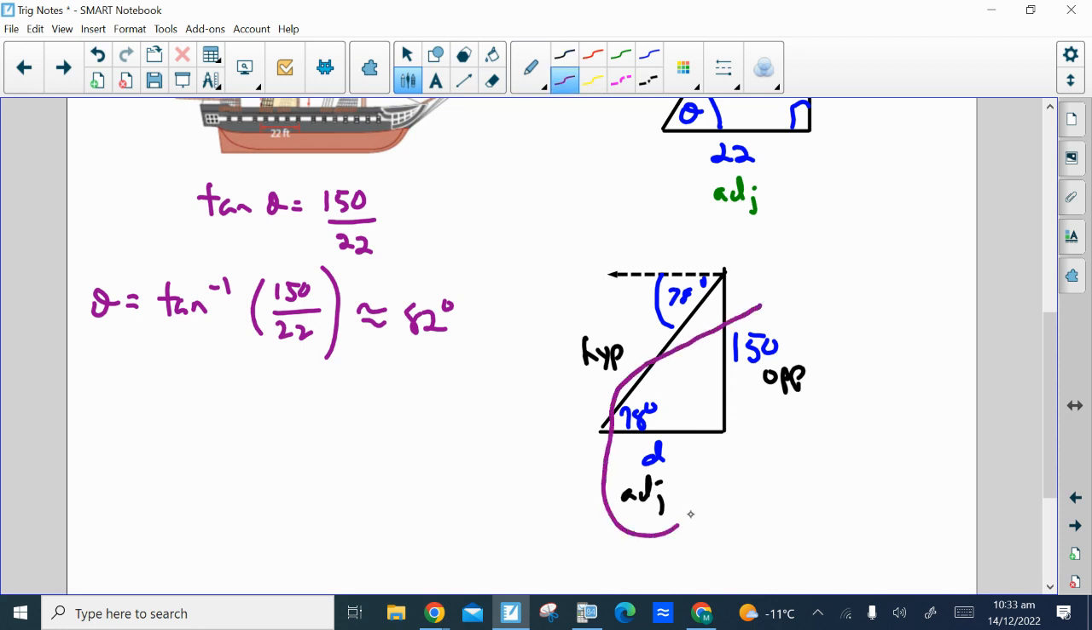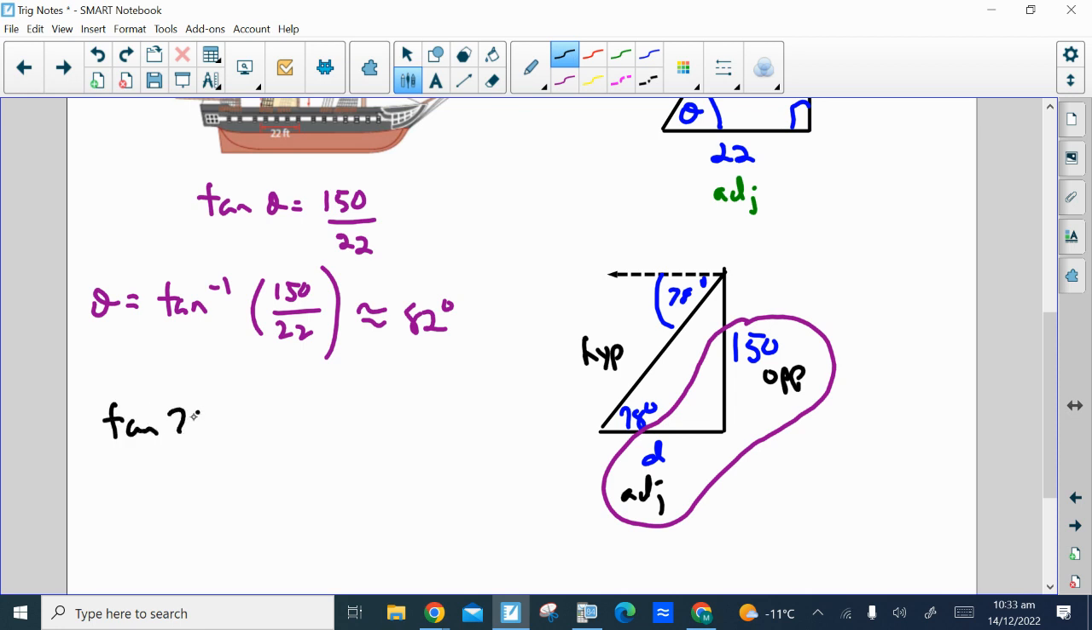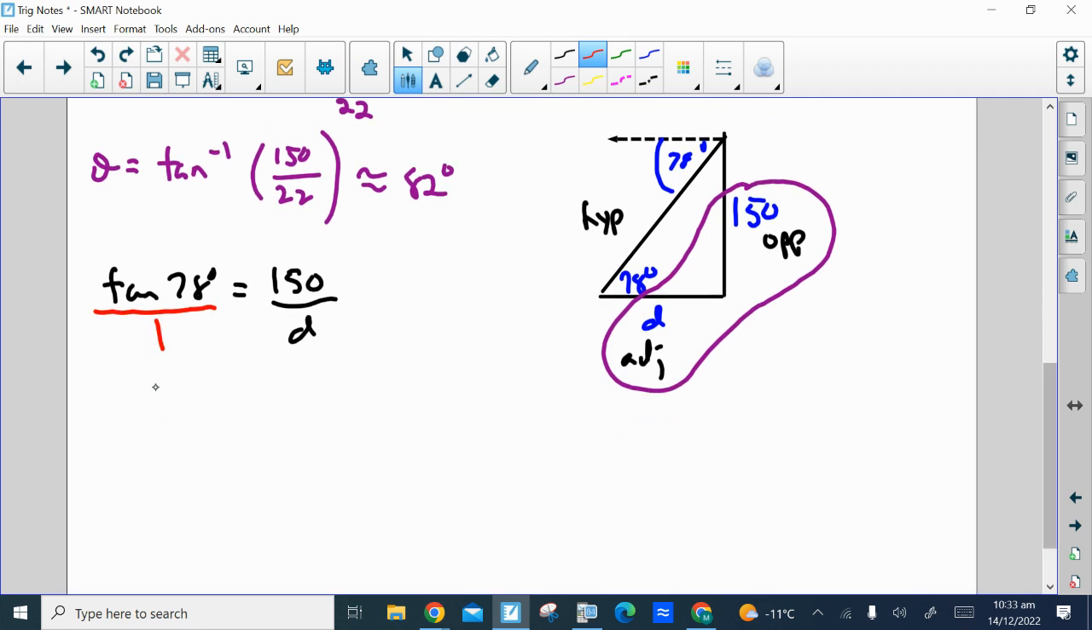Once again, we're going to use the opposite and the adjacent, which once again is the tangent ratio. So the tangent of the angle, which is now 78 degrees, will equal, and again the TOA tells us that it's opposite first, adjacent second. Opposite on top, adjacent on the bottom. Make both sides a fraction. When we cross multiply, it'll be d times tan of 78 on one side, equaling 1 times 150 on the other side.